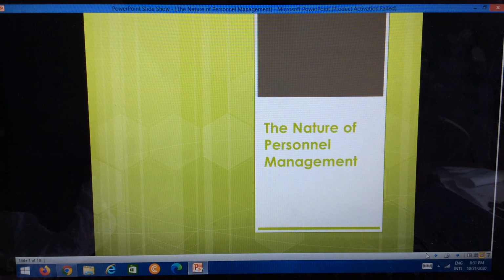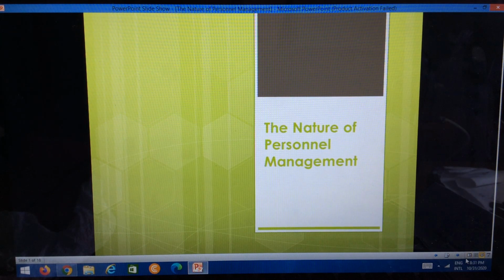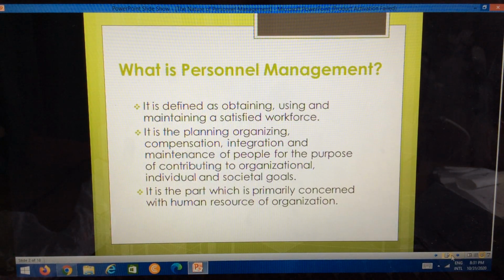So today we will tackle the nature of personal management. So let's begin with what is personal management. Personal management is defined as obtaining, using, and maintaining a satisfied workforce. It is the planning, organizing, compensation, integration, and maintenance of people for the purpose of contributing to organizational, individual, and societal goals. It is the part which is primarily concerned with the human resource of the organization.